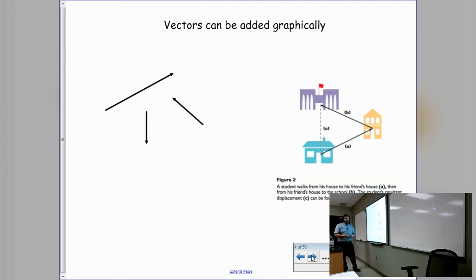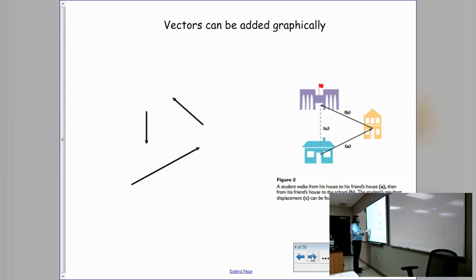Now, what that lends us to is, if we have objects moving in multiple different directions, we can have vectors and add them together. It could be a vector for displacement, maybe a change in position. It could be a vector for velocity. Different vectors meaning different things, but can they be added together graphically? The answer to this is yes. We can take these vectors and add them together, but we have to do it in a specific way.